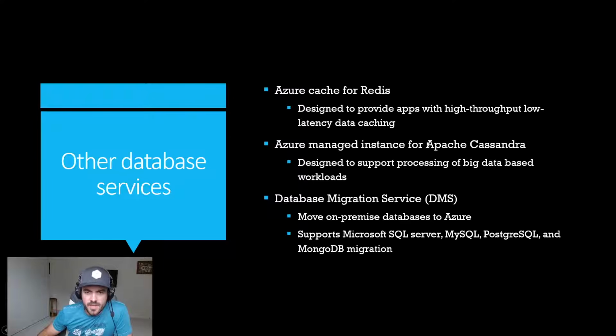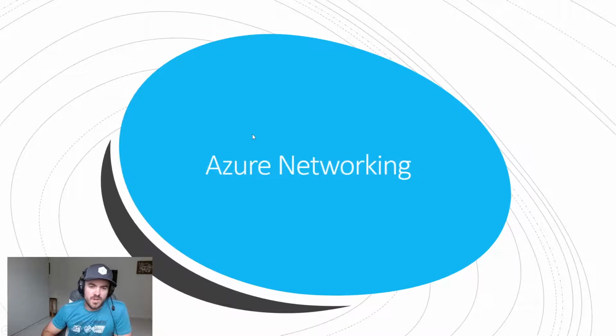So you have Azure Managed Instance for Apache Cassandra. That's a mouthful. Name kind of describes it, but it's basically designed to support processing of big database workloads. And then Database Migration Service. This is what you would need if you were going to move an on-premise database to Azure, or if you're going to support Microsoft SQL Server, or any of these other types of database migrations. Okay. All right, pretty easy.